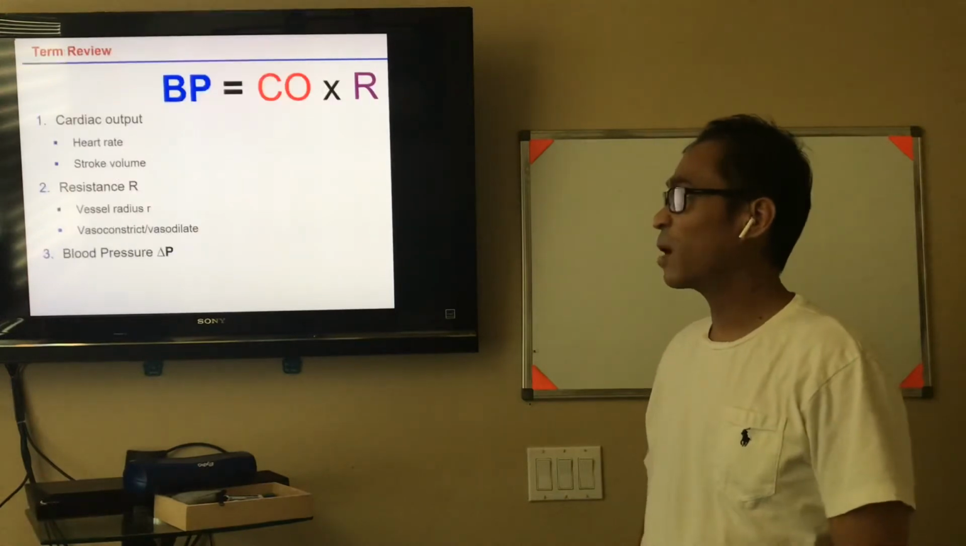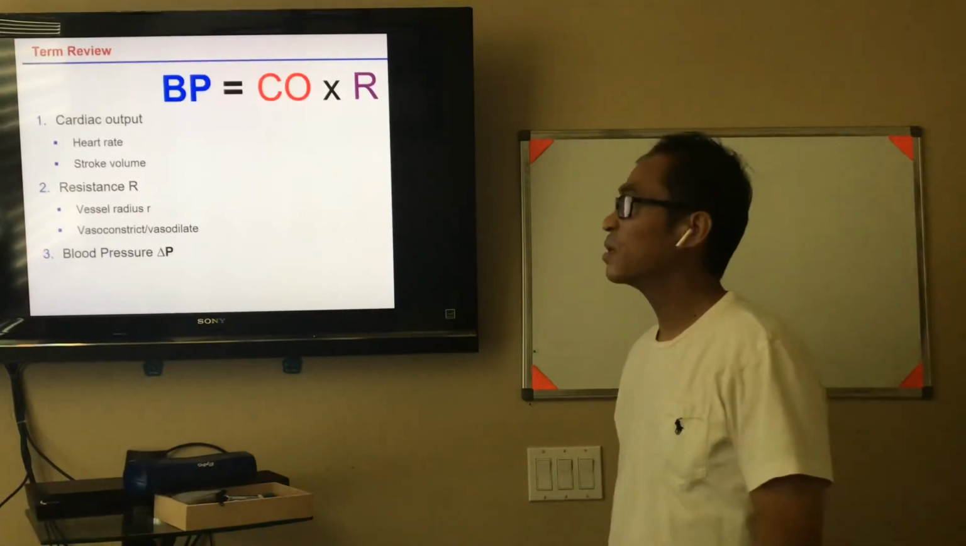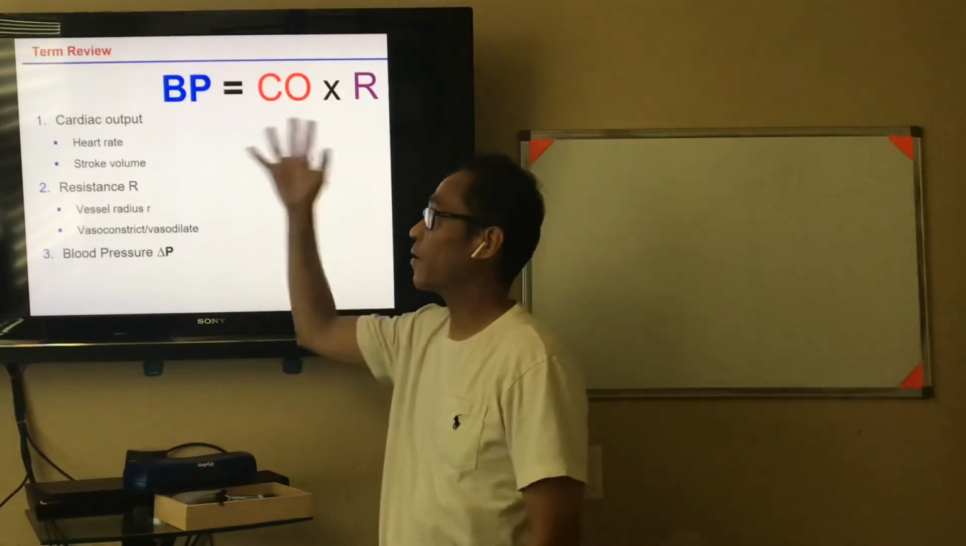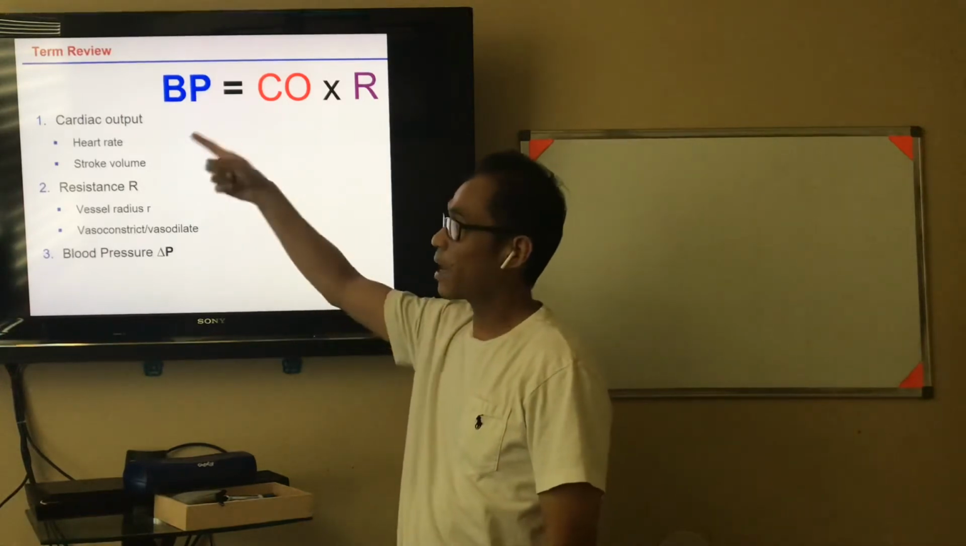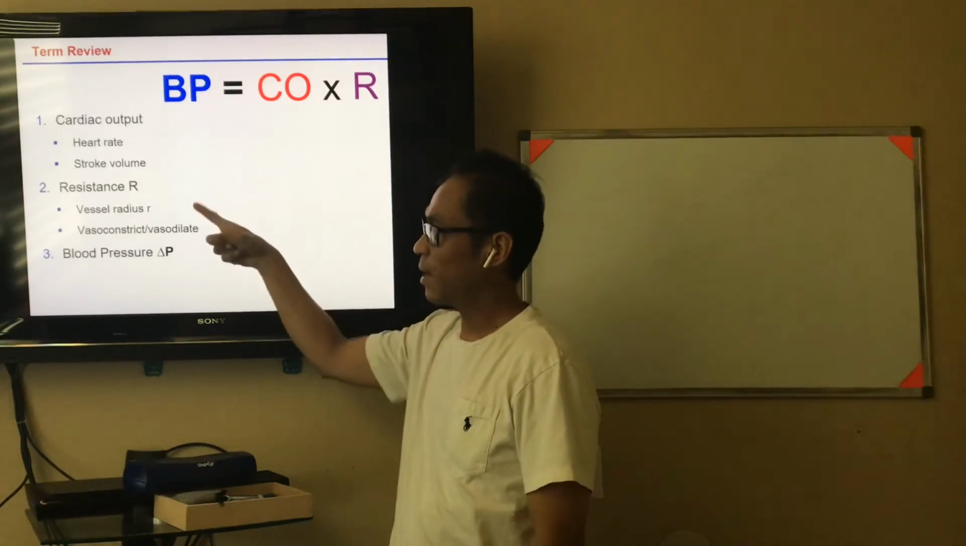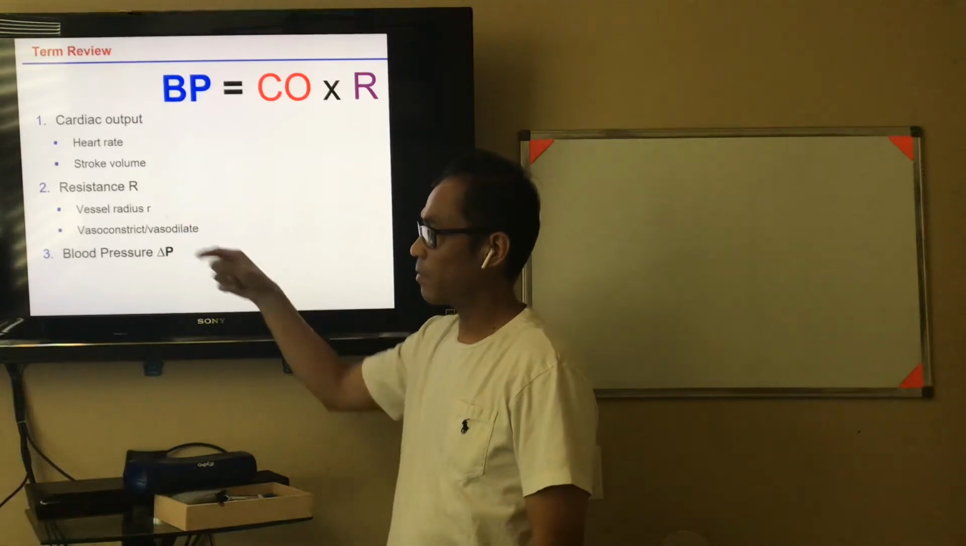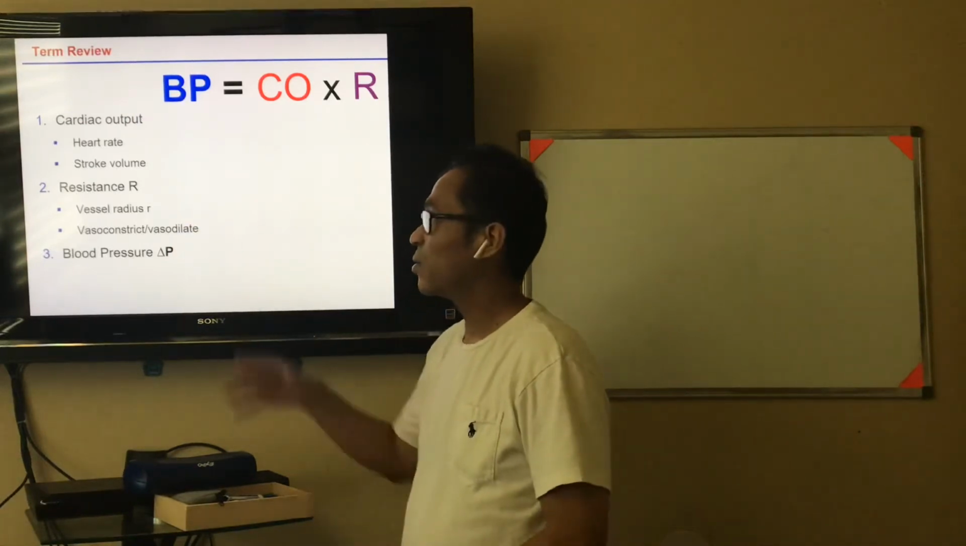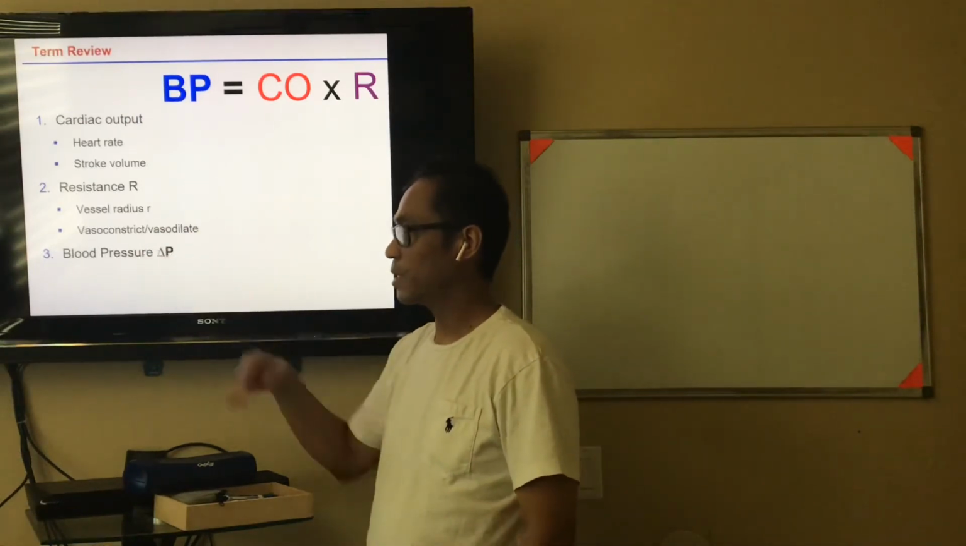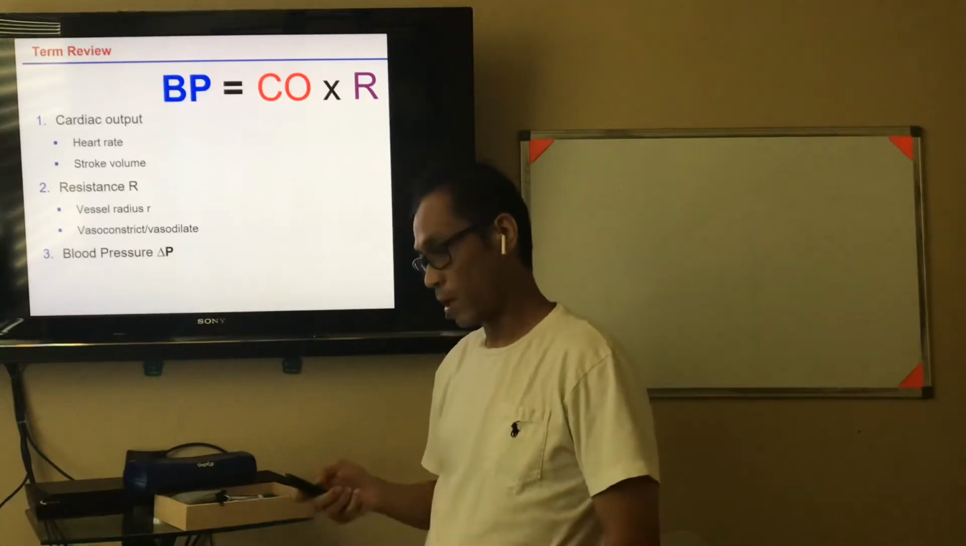Here's a summary of how we've maintained blood pressure. So blood pressure is maintained by the things on this side of the equation: cardiac output, heart rate, stroke volume, and peripheral resistance, controlled mostly by the vessel radius. So 1 and 2 maintain blood pressure 3, not the other way around.